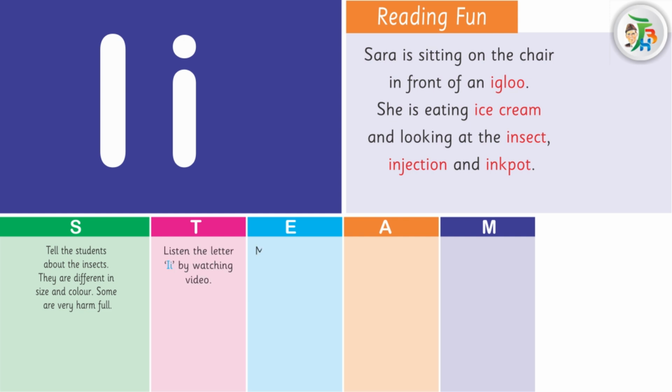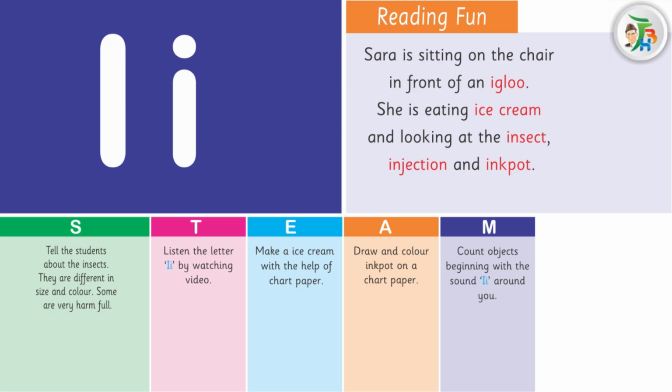E. Make an ice cream with the help of chart paper. A. Draw and color inkpot on a chart paper. M. Count objects beginning with the sound I around you.